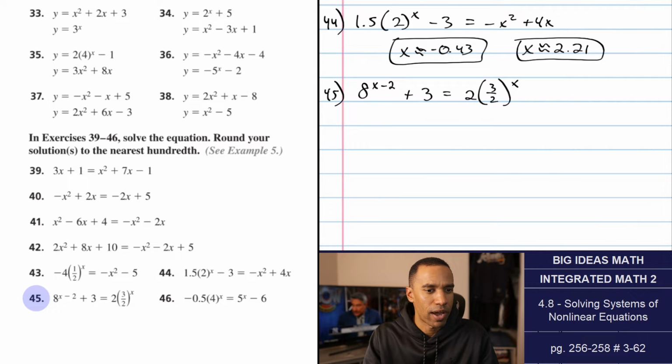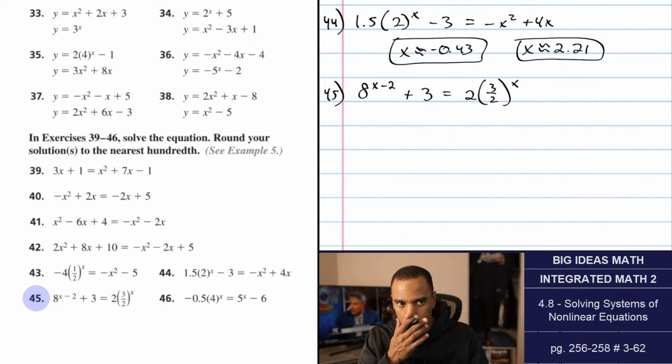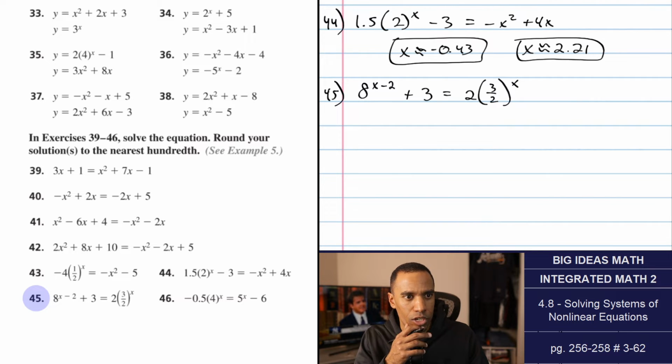Now, when you do 8 to this power, I'm going to use parentheses here for the x minus 2. Otherwise, that minus 2 won't be a part of the exponent. And then there's plus 3. And then over here, it says 2 times 3 halves to the x power. All right, let's see from the standard if we hit this, right? Going to shoot up, and the other one's going to decay.